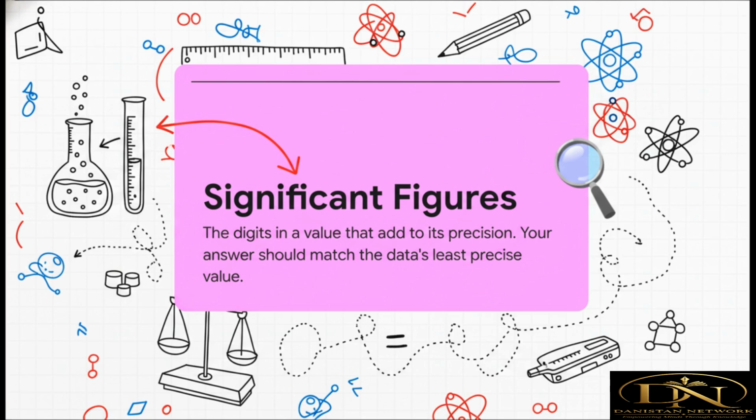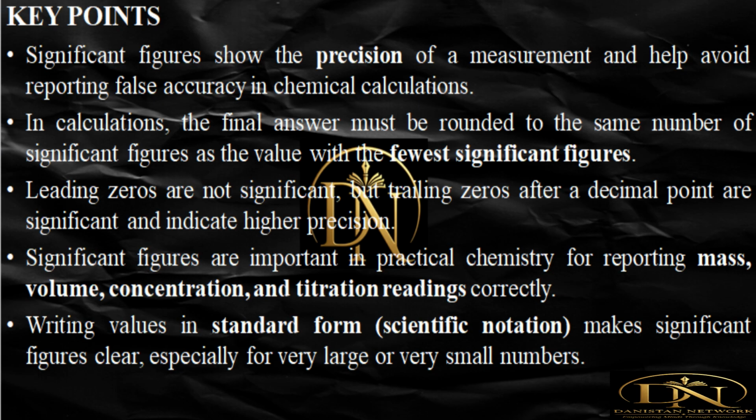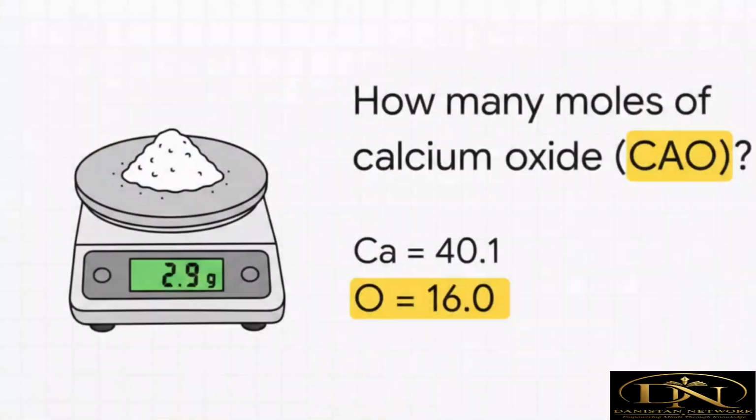Now the big rule, and you've got to remember this, is that your calculations are only as strong as your weakest link. Your final answer can't be more precise than your least precise piece of data. The following are critical points regarding this heading. Please examine them closely as they are highly significant from an examination perspective. Let's put this into practice and see what it actually looks like.